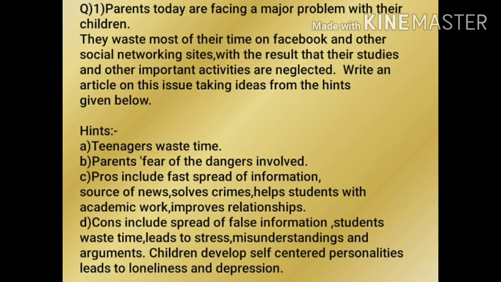So here I have given some hints, and from the hints I have made the article, and you also have to take the help of the hints which will be given in the question. So number A, teenagers waste time. Number B, parents fear the dangers involved. Number C, pros. The word pros I have used for the points which I am going to write in favor of the particular topic, and cons I have used for the points which I am going to write against that particular topic.